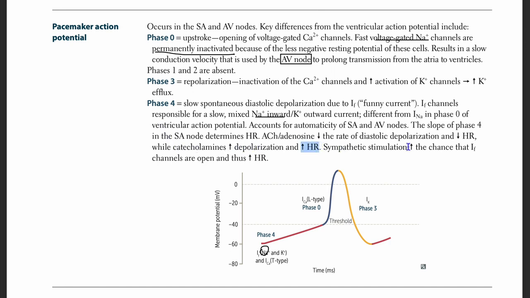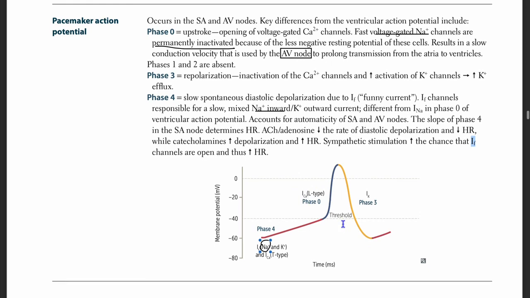Catecholamines increase depolarization and increase heart rate. Sympathetic stimulation increases the chance that funny channels are open and thus increases heart rate. If they're open more, the sodium comes in faster and reaches threshold, and calcium comes in and causes the action potential.